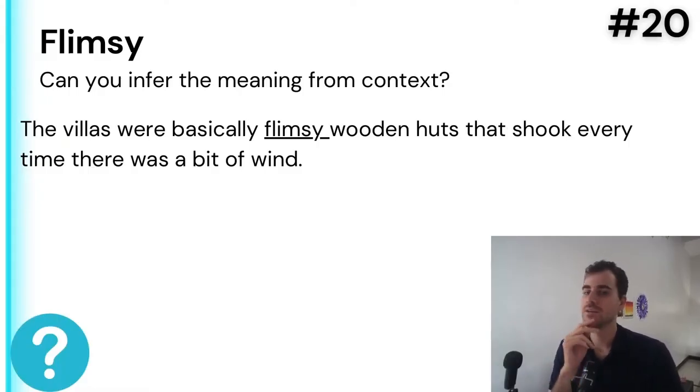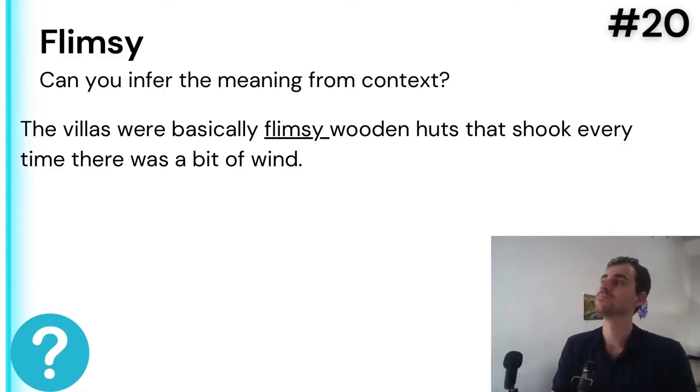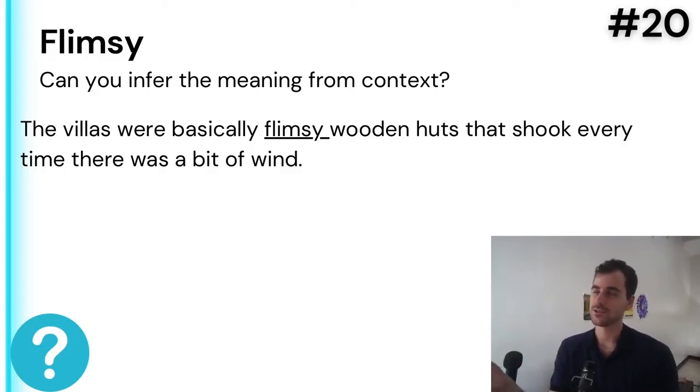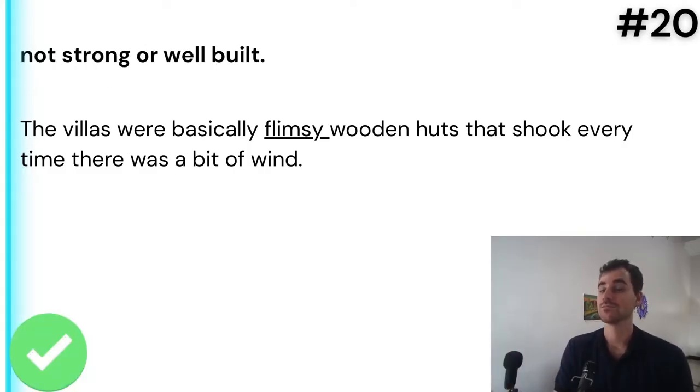Flimsy. The villas were basically flimsy wooden huts that shook every time there was a bit of wind. So if there's wind and your villa shakes, do you think it's a good house? Is it built well? No, it's not. So flimsy means not strong, not well built.